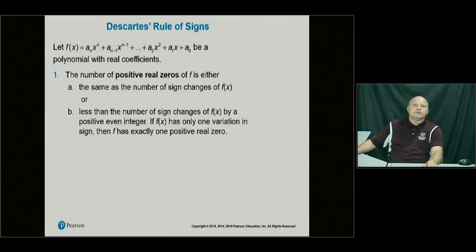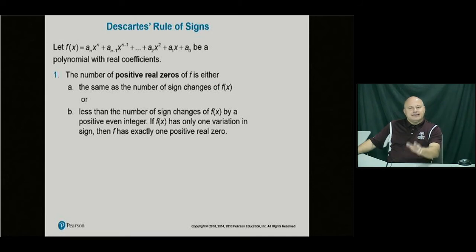They're going to be just real numbers. Okay, this is what the Descartes rule of signs tells me. The number of positive real zeros of f is either the same as the number of sign changes of f of x, or less than that number of sign changes of f of x by a positive even integer. If f of x has only one variation in sign, then f of x has exactly one positive real number. Okay? So this is what it basically says.